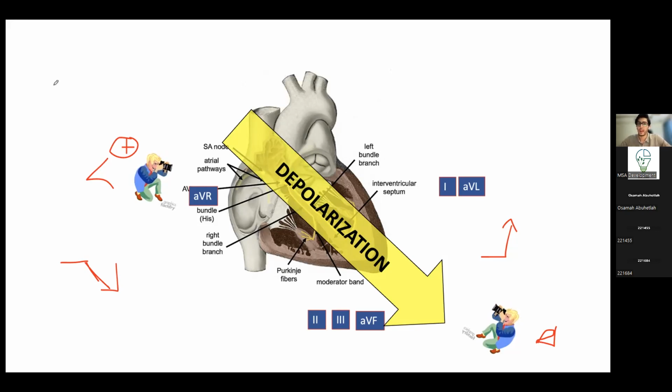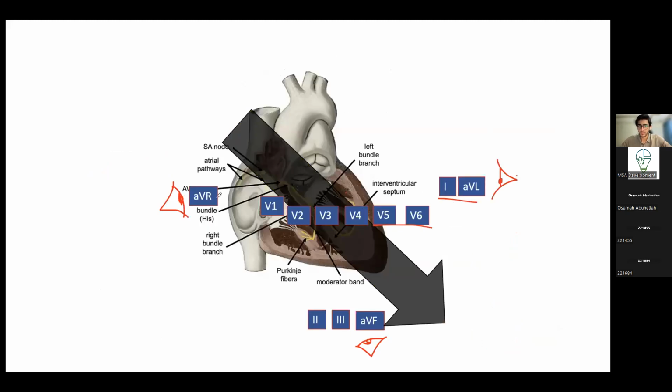Just know that we have different leads that look at the electrical activity of the heart from different perspectives. What are those perspectives? These are those perspectives. AVR looks at it from the right side. 1 and AVL look at it from the lateral side, the left lateral side. 2, 3, and AVF look at it from below. V1 to V6 look at it from the front, with V5 and V6 looking more from the lateral side, and V1 to V4 looking at the heart more from the front.